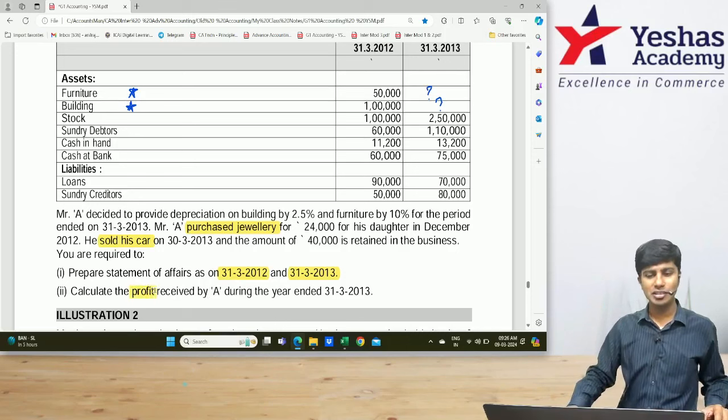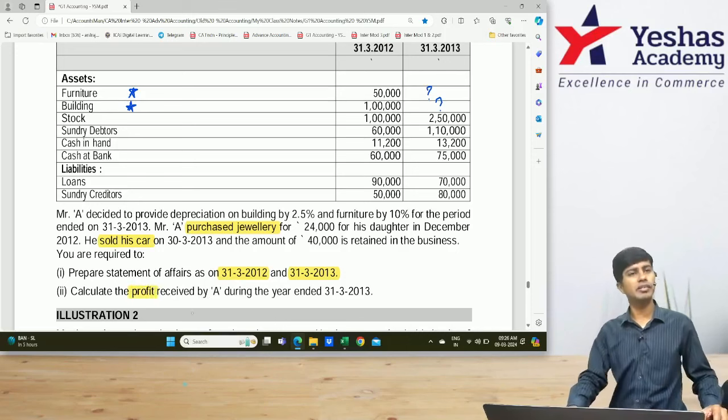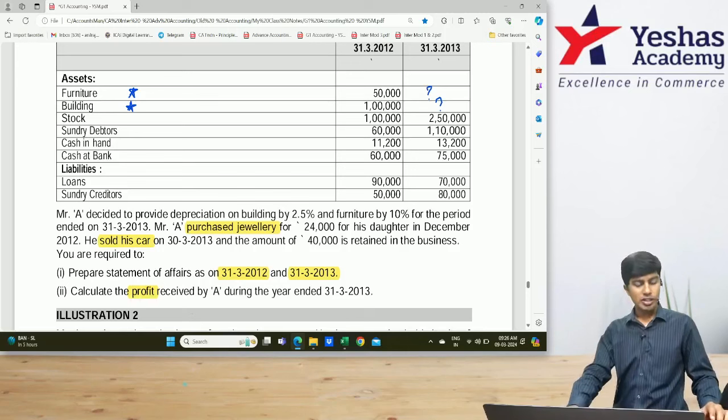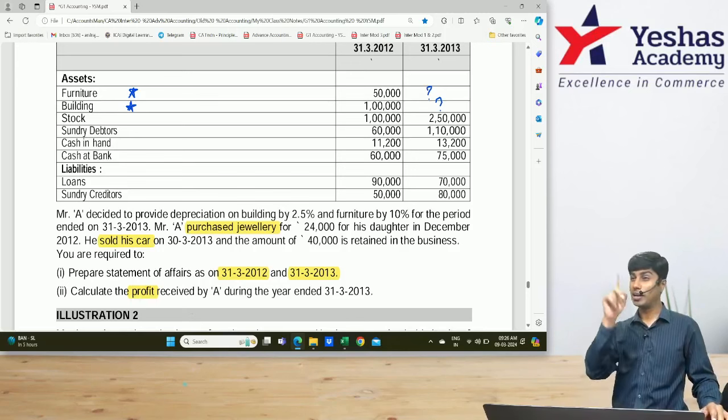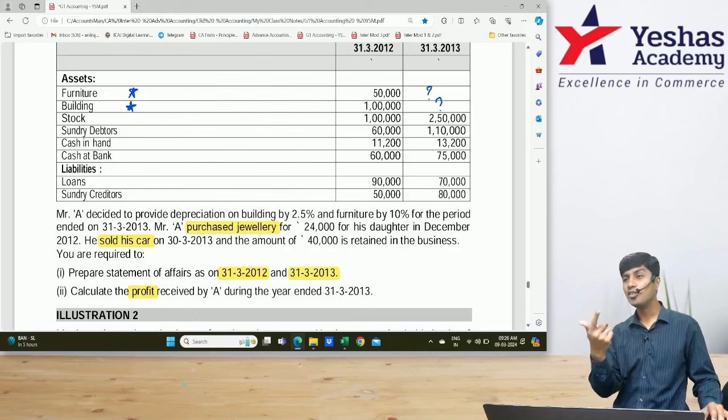What should we calculate? Received by A during the year. We'll do it, shall we? Okay. Usually the logic is we'll first prepare the P&L account and then prepare the balance sheet. In statement of affairs, it is the opposite. First prepare the balance sheet and then prepare the P&L. Like here, the balance sheet is the statement of affairs. Can I start?